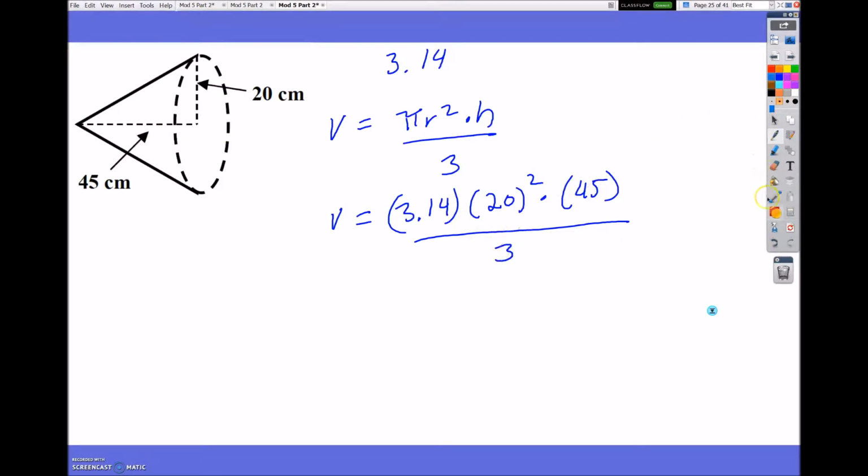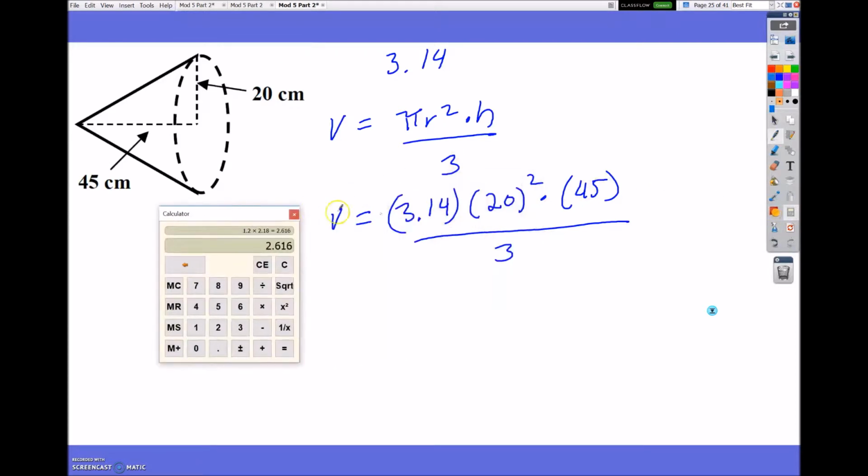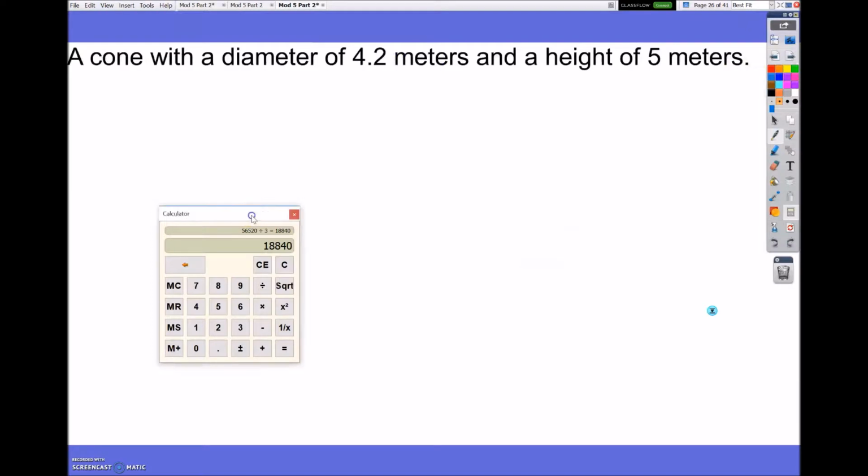All right, so let's go ahead now and bring up the calculator and do this. My first part is I'm going to multiply 20 to the second power. So 20 to the second power is 400. I'm going to times that by 45, and then times that by 3.14, which is my pi, and I'm going to divide the whole thing by 3. So it is 18,840 centimeters cubed.